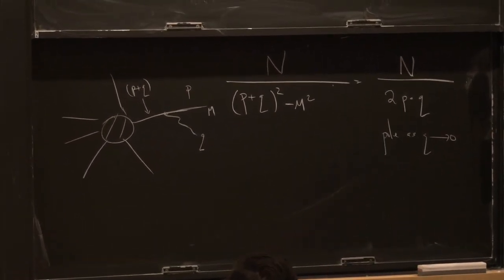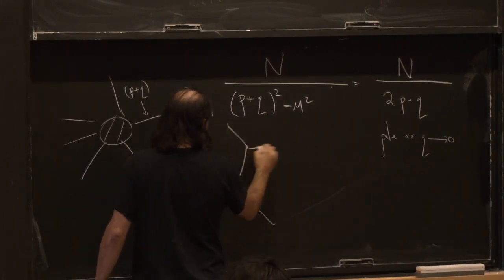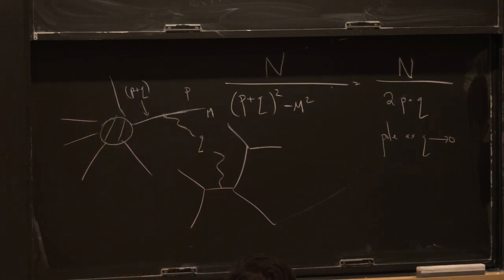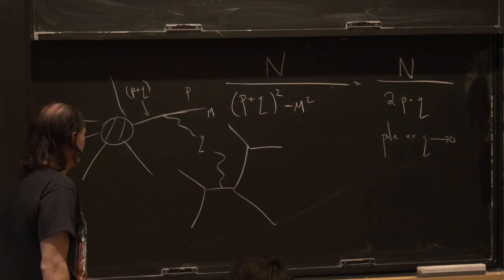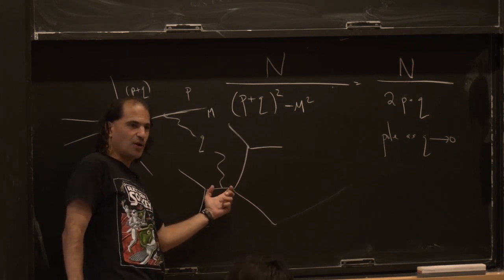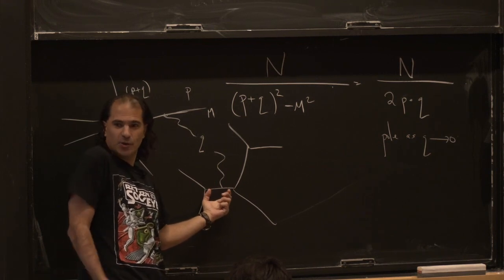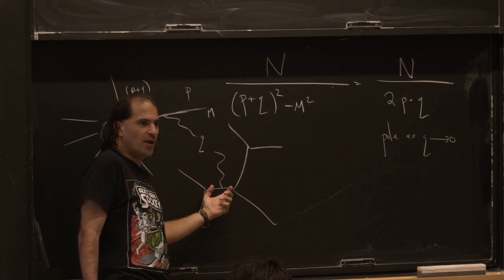Now let's imagine other diagrams. Imagine some complicated tree diagram, who knows what is going on, it doesn't matter. Those diagrams will not have any poles as q goes to 0. And the reason is precisely that nothing inside is on shell. So as you send q to 0, p squared wasn't close to 0 anyway, so it's still not going to be close to 0. Okay, so that's one nice thing.